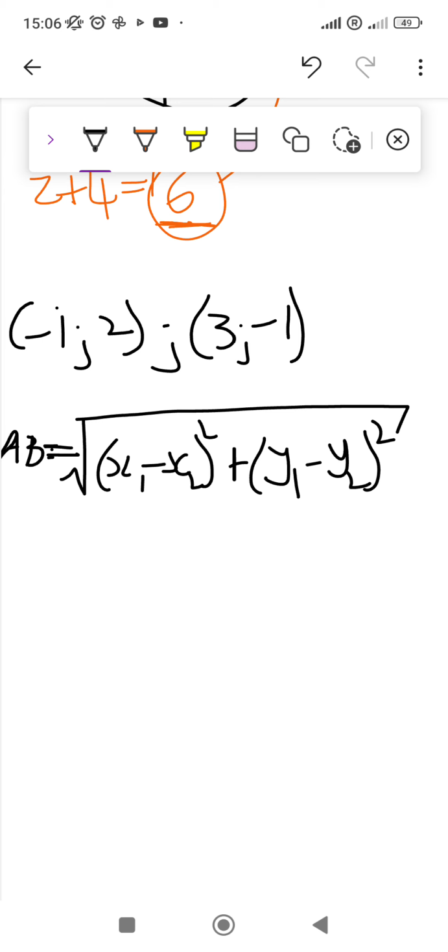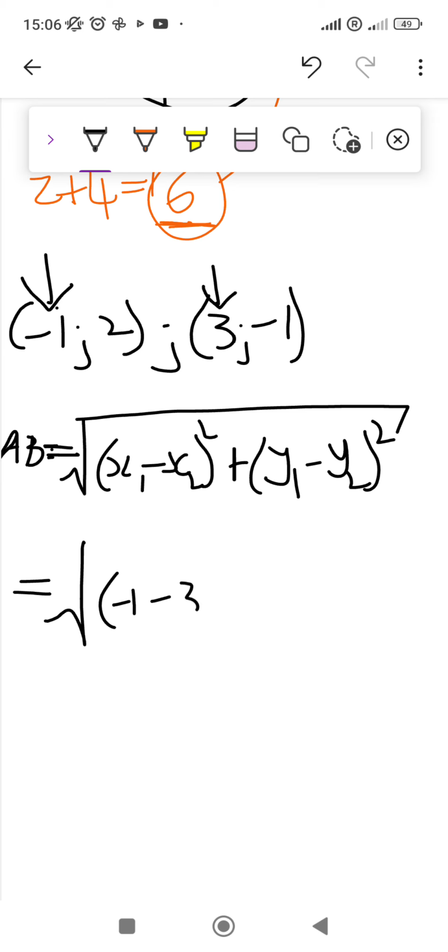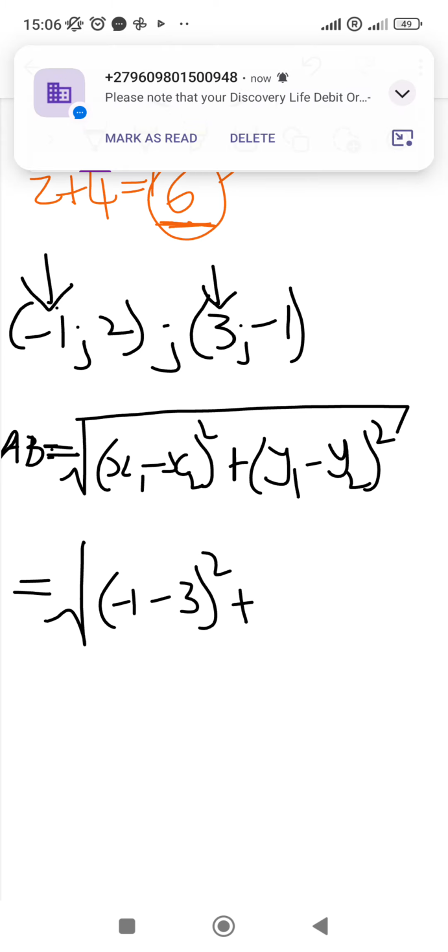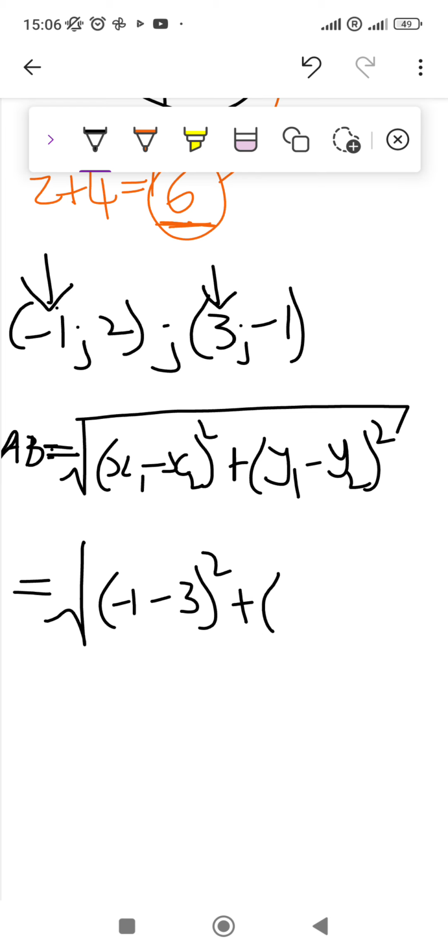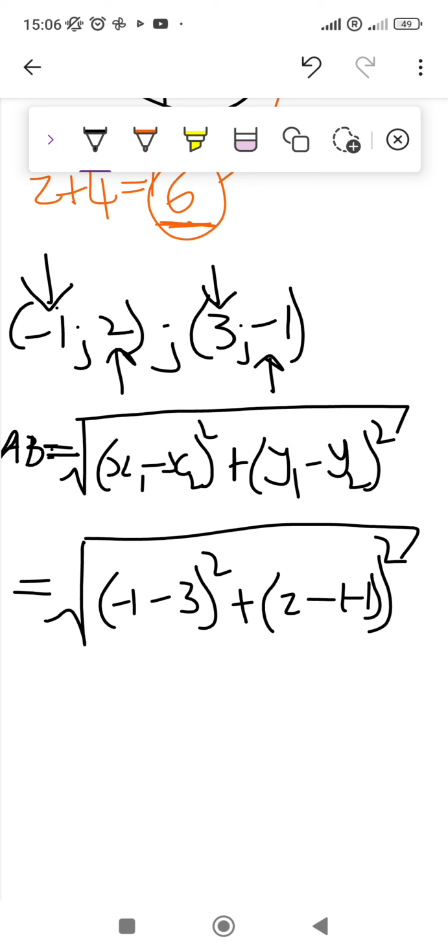Next, we'll do our substitutions. So x1 is going to be minus 1, there's a minus in the formula, and then x2 let's make that 3. This needs to be squared, plus y1, that's going to be 2 minus 1, and that must also be squared. All of this is under my root. So minus 1 minus 3 is going to give us minus 4, which gets squared, plus 2 minus minus 1 gives you a 3, which gets squared.